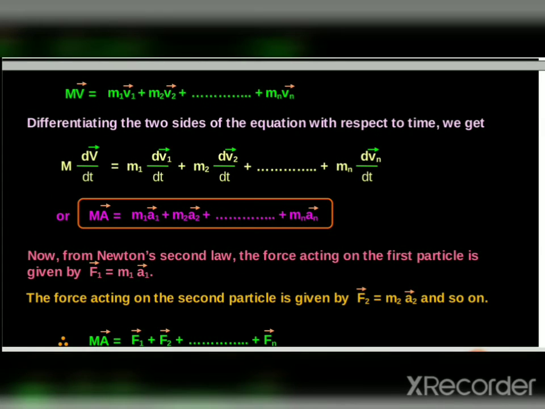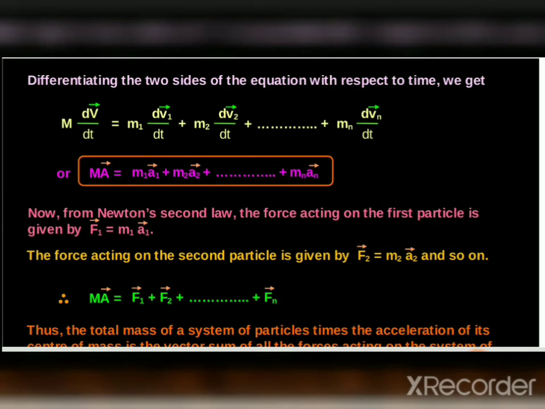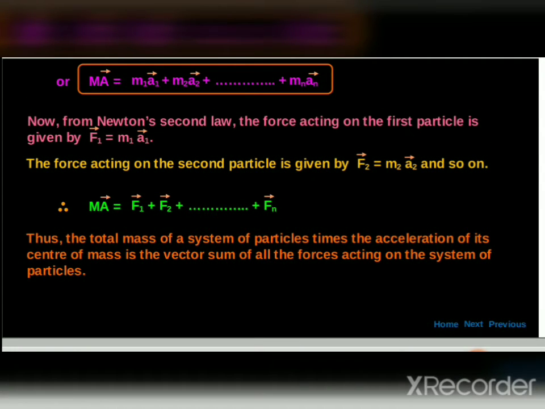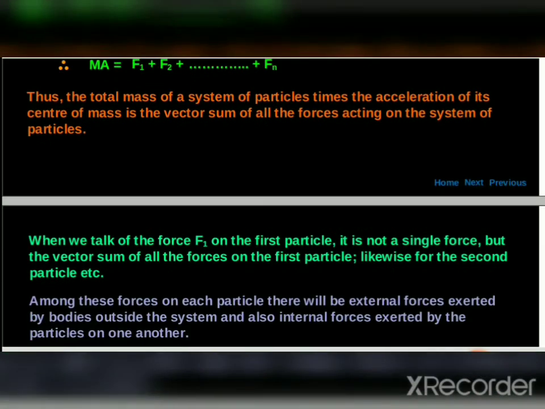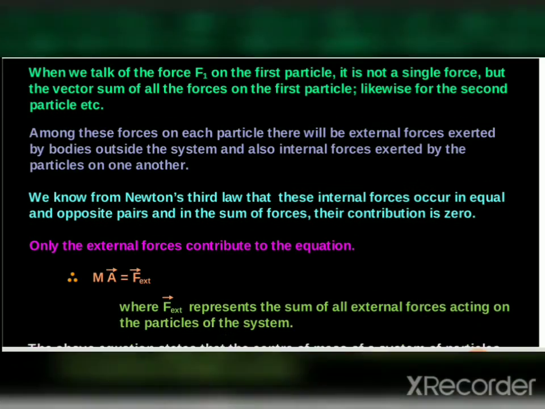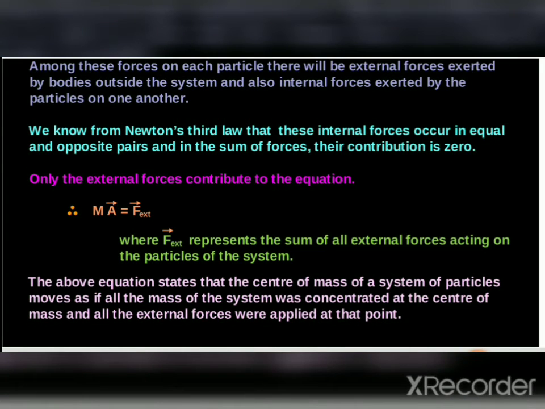So by Newton's second law, the force acting on the first particle is given by F1 equal to m1 a1, and it goes for the other particles also. Thus the total mass of the system times the acceleration of the center of mass is the vector sum of the forces acting on the system of particles. Now when we talk about the force on the particle, it's not a single force but a vector sum of all the forces. You have to remember this. So we know the second law, that M A is equal to F, where F represents the sum of the external forces acting on the particles.